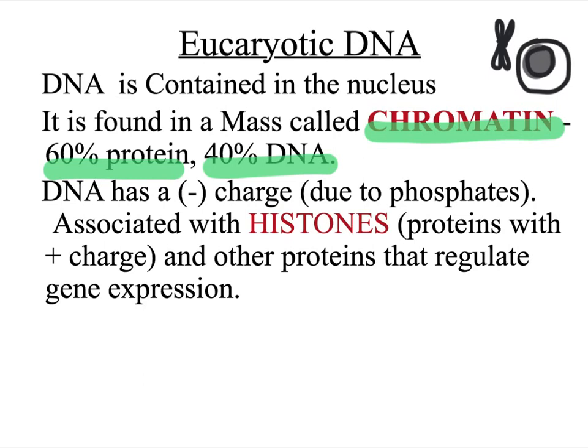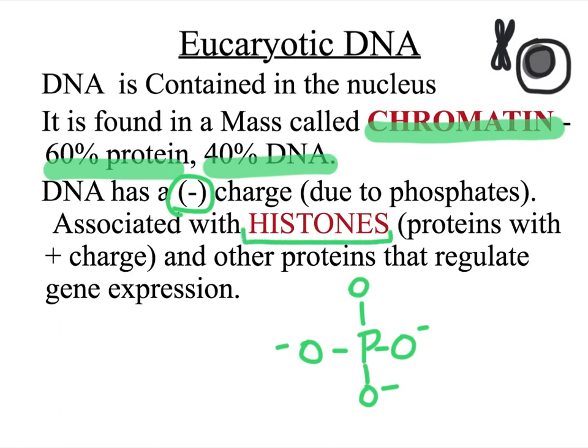So if we look at DNA, DNA is made of nucleotides, and a nucleotide consists of a sugar, a phosphate, and a base. The important part here is the phosphate. So phosphate looks like this, and it has these negative charges on it. What that does is it makes DNA have an overall negative charge. It then is attracted to these proteins called histones that have the opposite. They have a positive charge.